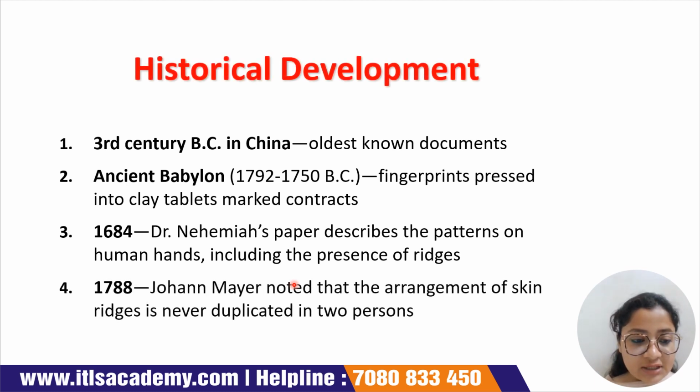And then in the year 1788, we have someone called Johann Meyer, who noted that the arrangement of skin ridges is never duplicated in two persons. This is again a very important observation regarding fingerprints, because even twins, even identical twins, have non-identical fingerprints. They also have different varieties of fingerprints. Okay, so no two persons will have exactly the same fingerprint.